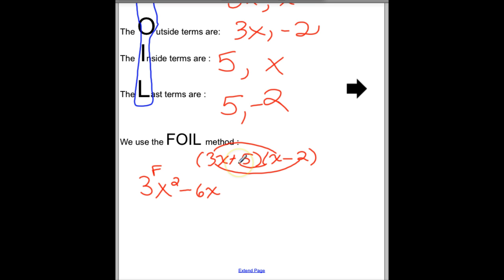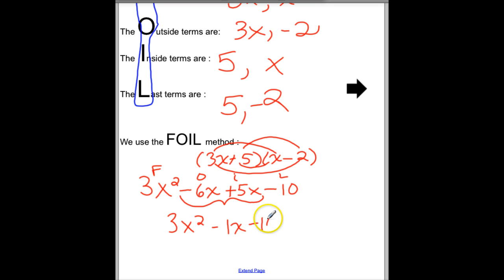Then we go to the insides. 5 times x is 5x. And then we go to the lasts. 5 times negative 2 is minus 10. And then if these combine, we combine them. So we've got firsts, outsides, insides, lasts. So we have 3x squared minus 1x minus 10. And again, you don't need that 1 there if you don't want to put it.